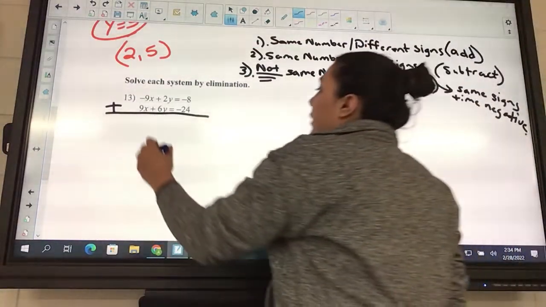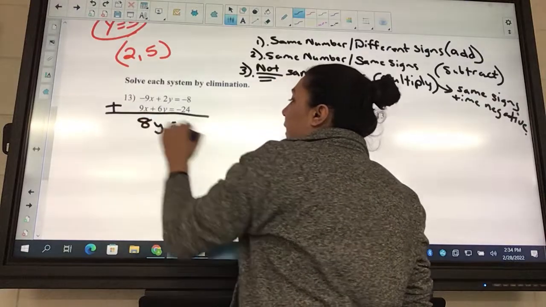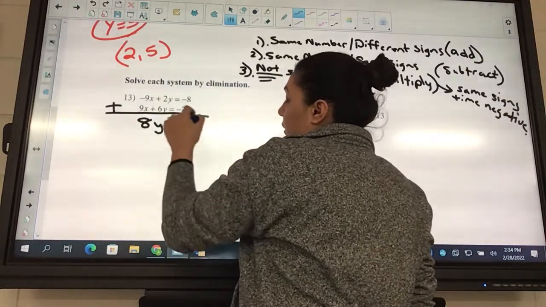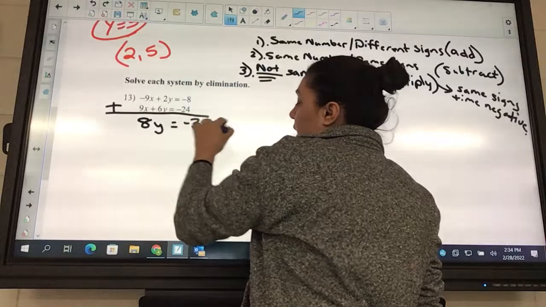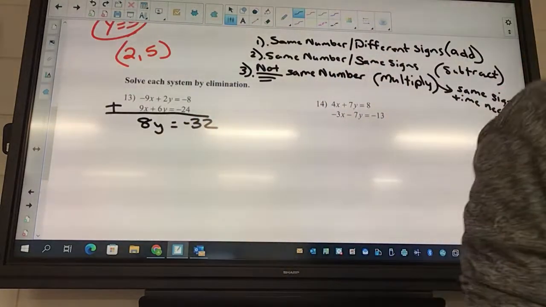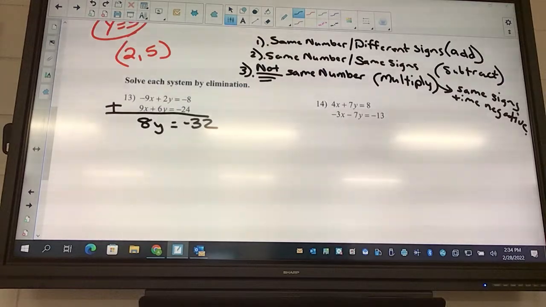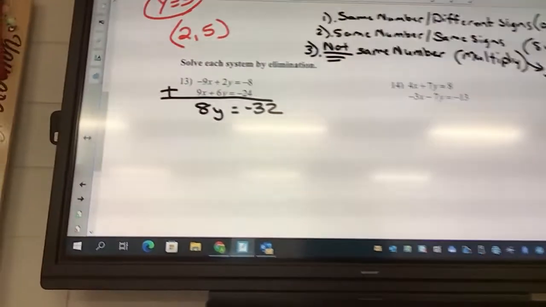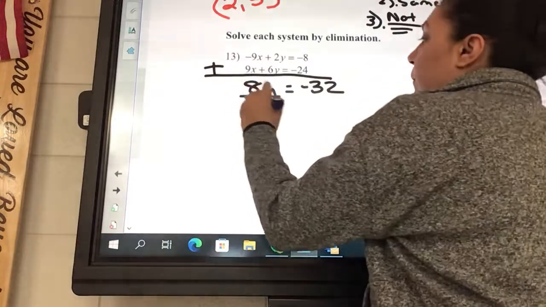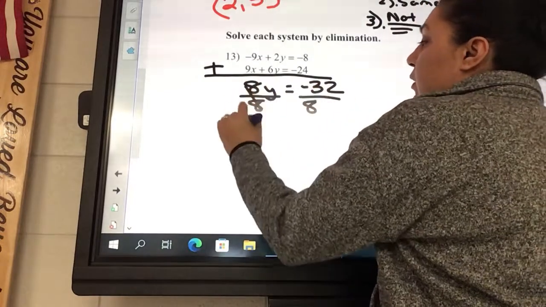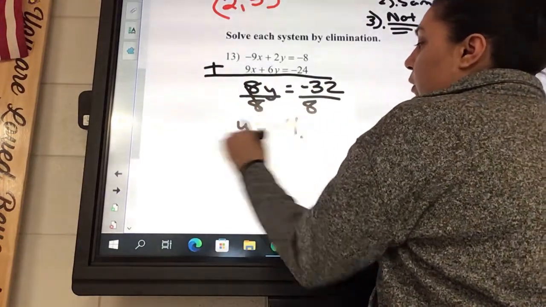Okay, then you're going to get 8y equals negative 8 plus 20, negative 24. Negative 32. Okay, and then what? Divide by 8. So we're going to get y equals negative 4.